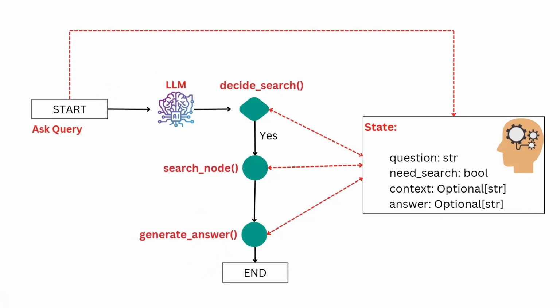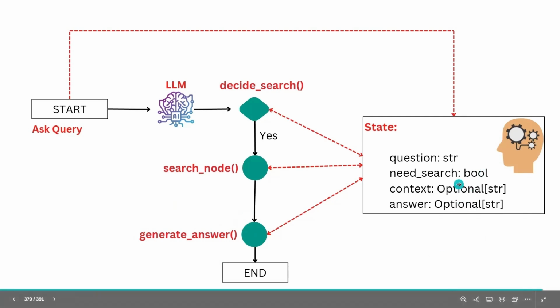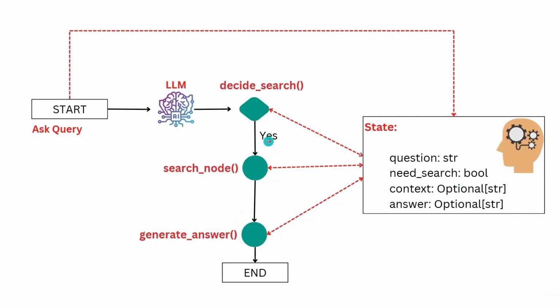Here is how it works at each node. A node can read the data from the shared state to understand what is going on. It updates the state with new info, results, or decisions. This way, every step is aware of what happened before, can build on it, and helps produce a smooth, accurate final answer. For example, the generate answer step here can read the context and question from the shared state object, which got set by the search node and decide search step.